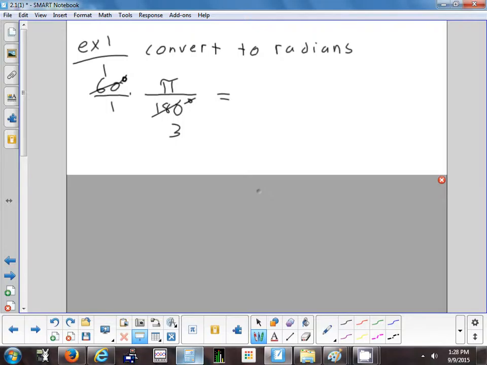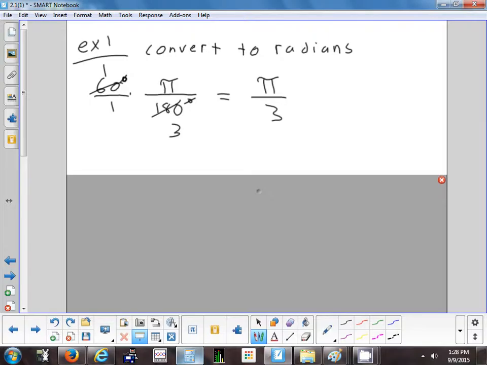Unless they ask you to round to a decimal, don't worry about it. Just leave it as an exact answer. In the top, I have 1 times pi. Bottom, 1 times 3. And that's it. So that's the answer, pi over 3 radians.